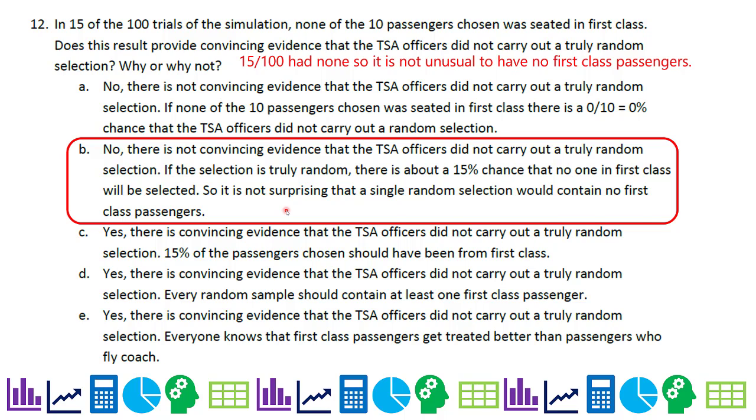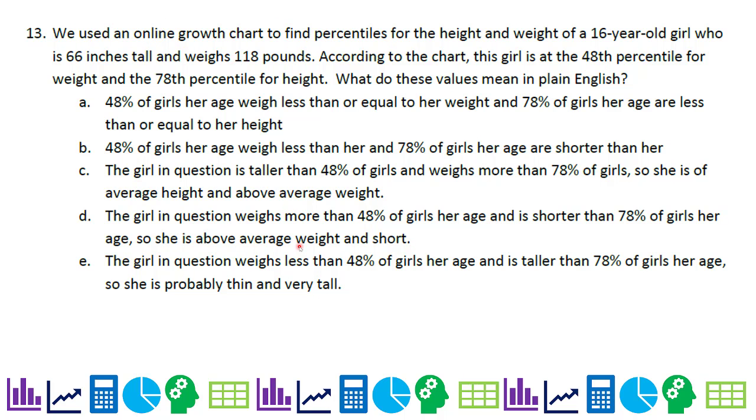Number 13. We used an online growth chart to find percentiles for the height and weight of a 16-year-old girl who is 66 inches tall and weighs 118 pounds. According to the chart, this girl is at the 48th percentile for weight and the 78th percentile for height. So what does this mean in plain English?